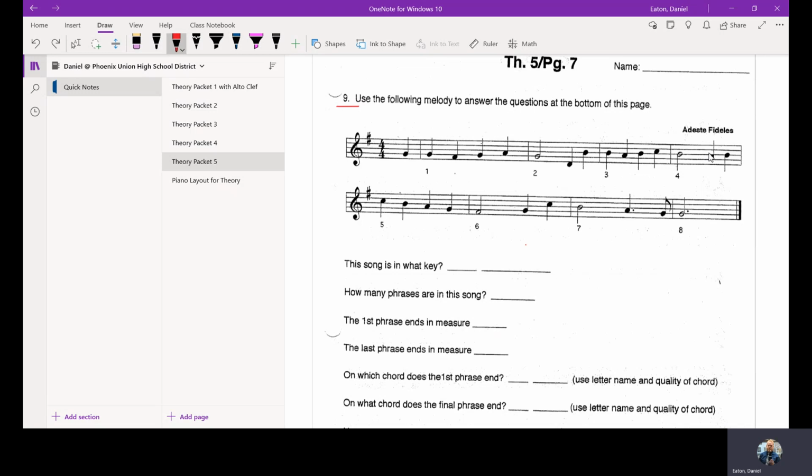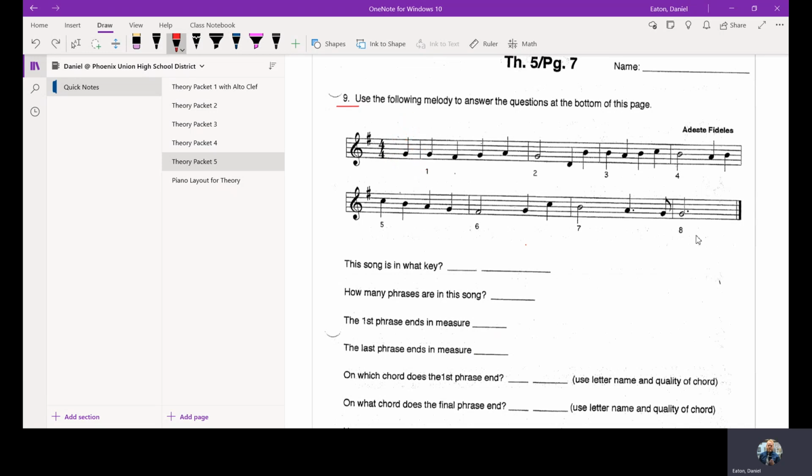Remember that phrases are roughly 4 measures long, so I'm sure you can figure out if it's 8 measures, how many phrases are in there. All right, first phrase ends in measure. So now it's just asking you exactly where it ends. Where does the second phrase or the last phrase end? Again, knowing that phrases are usually 4 measures long, it pretty much gives you the answer to that. Don't let the pickup note mess you up. We're just talking about complete measures here.